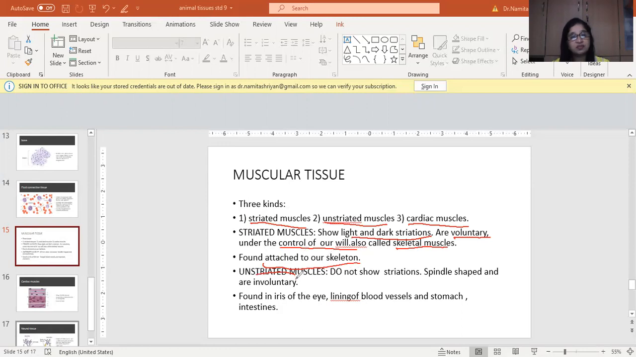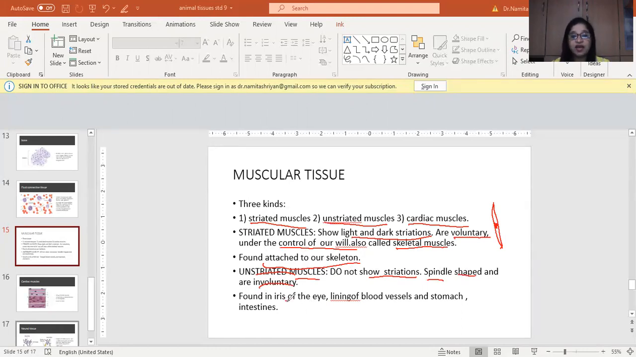Now, unstriated, simple. There are no striations. They do not show these light and dark striations or bands. They are generally spindle shaped. So they will be narrow at one end, narrow at the other, and broad at the center, and they will have a central nucleus present. Spindle shaped, and these are involuntary. They are not in the control of our will.